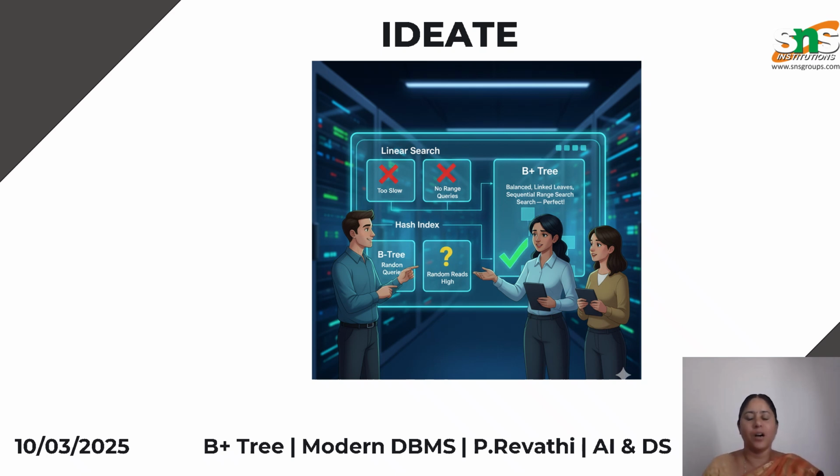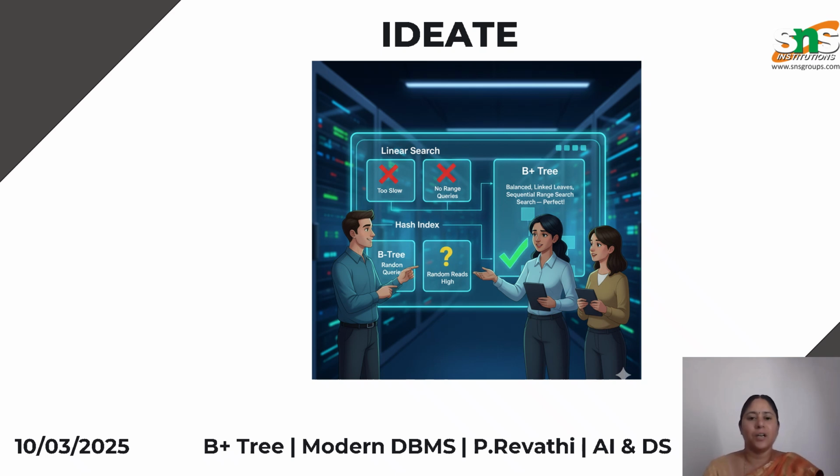At this point, our mind starts connecting the dots. What if we could store all data only in the leaf nodes, keep the internal nodes just for indexing, and link all the leaves together for fast sequential and range-based access? That is the spark of innovation, the idea that leads to the B plus tree.